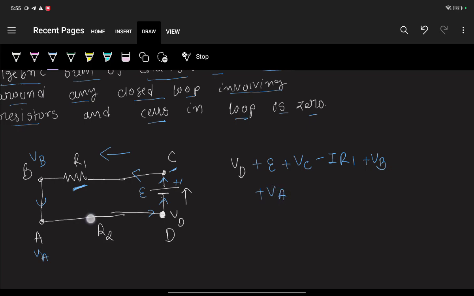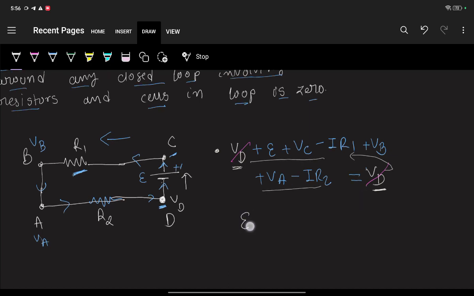And there is this resistor, so it will be minus IR2 is equal to, this is our final point, and it would be Vd. Both the Vd are positive, so if you take this Vd to the left hand side, it will become 0, cancel. And our expression would be E plus Vc minus IR1 plus Vb plus Va minus IR2 is equal to 0.